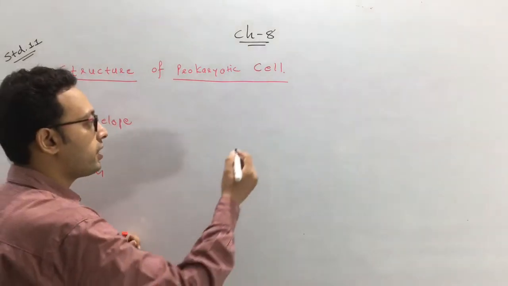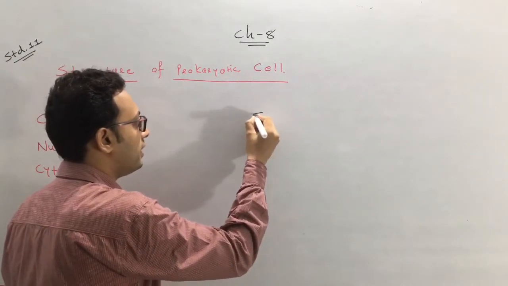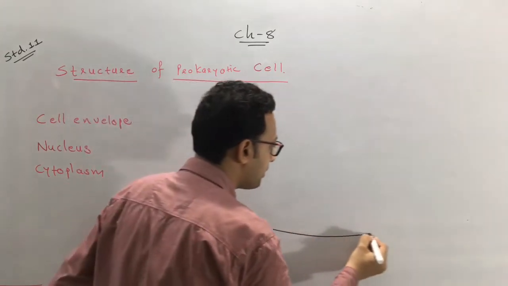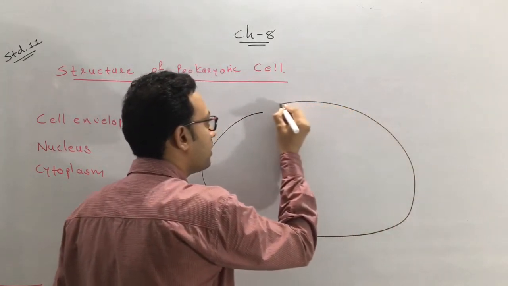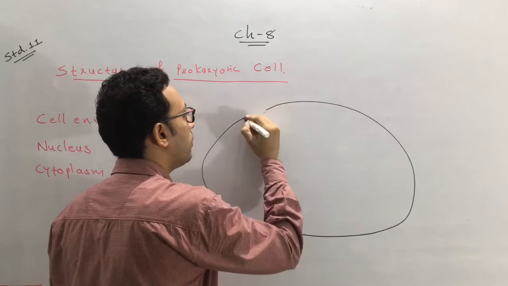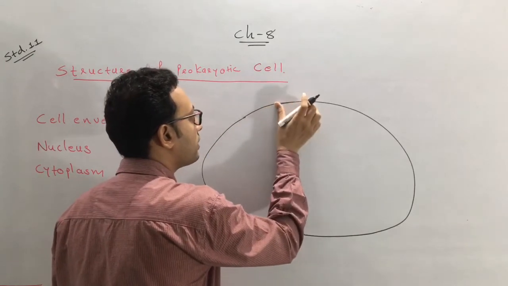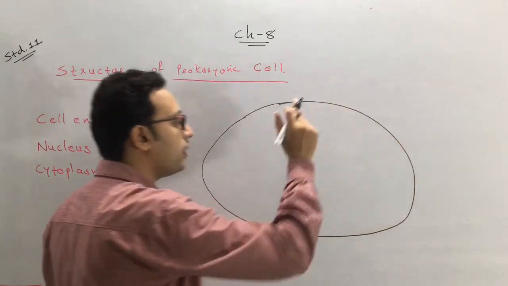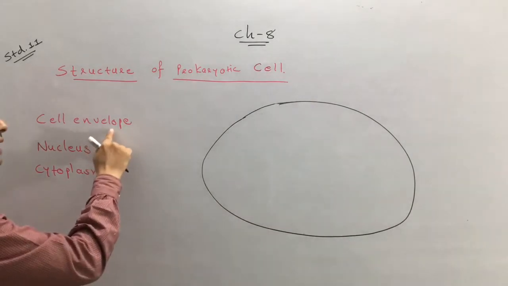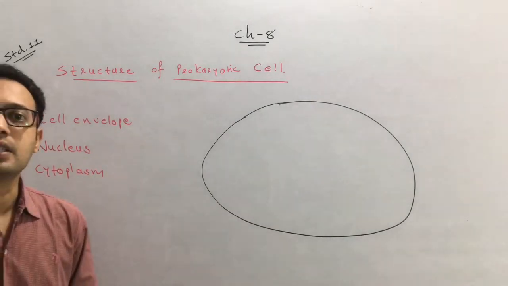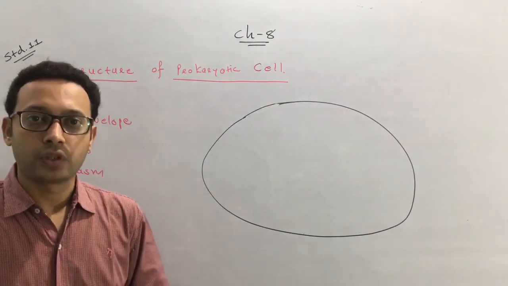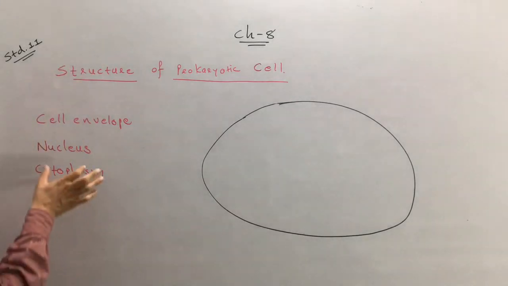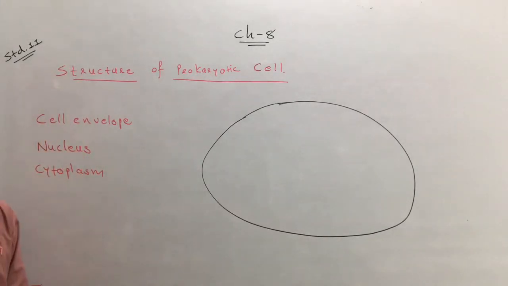Schematic drawing of a prokaryotic cell. So you see that this is a prokaryotic cell. This cell is covered by a boundary. This boundary is called the cell envelope. What is it called? Cell envelope.